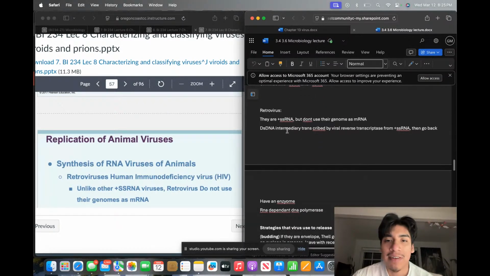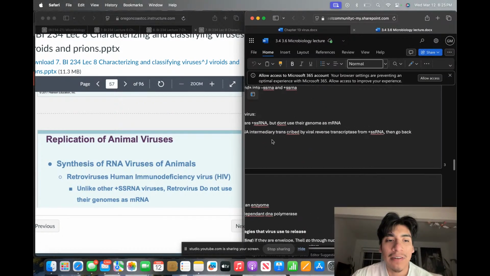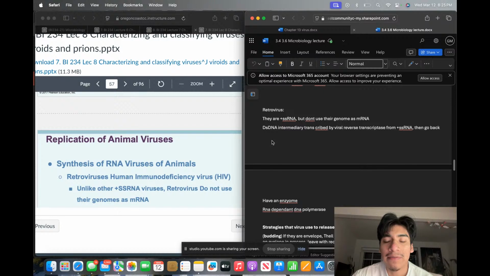Now we're on to retroviruses. So retroviruses are actually positive single strand RNA, but they don't use their nucleic acids to act as regular messenger RNA.